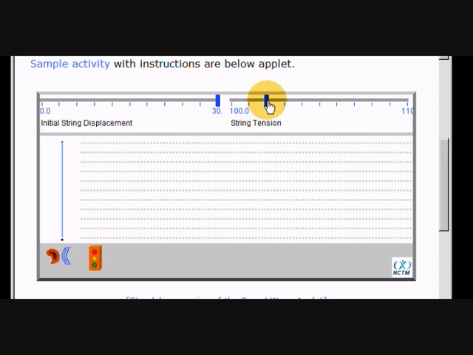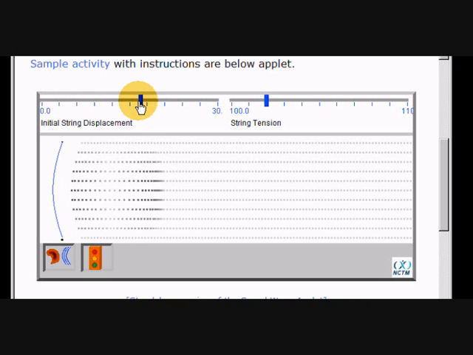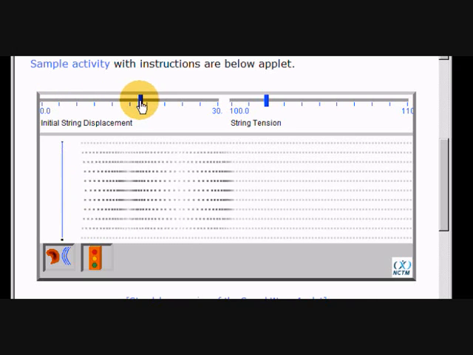And then with the string tension, we're in a position to change the frequency. So let's just go do that and you can get an idea. Okay, so with zero displacement, or very small displacement, you can see a small little oscillation there. You have a very faint sound. However, when I increase the displacement, we expect it to get louder. That's exactly what happens. So I'll increase the displacement again.